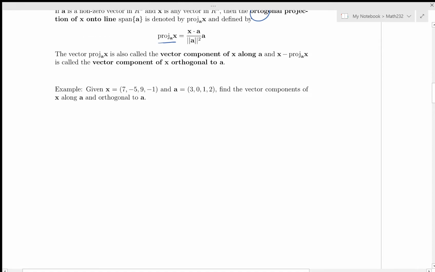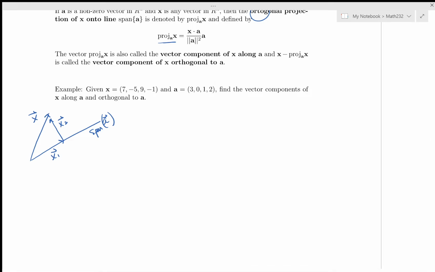So what we want to do is figure out the vector components of x along A and x orthogonal to A. So again, just that picture. Here's A. It's the whole line, it's the span of A, like that. Here's x, like that. And we want to figure out x1 and x2. The x1 is the component along A, as you can see, it's along the same line. And then x2 is orthogonal to A.